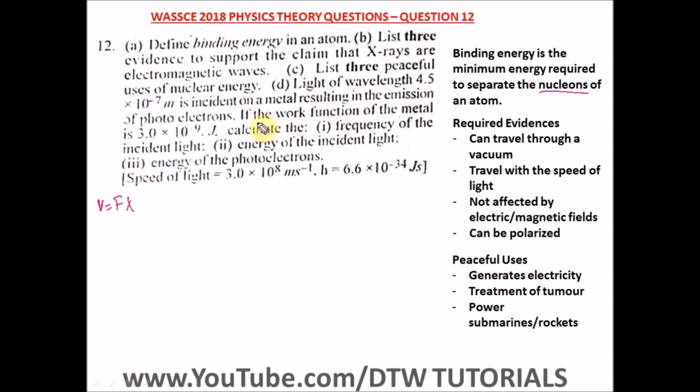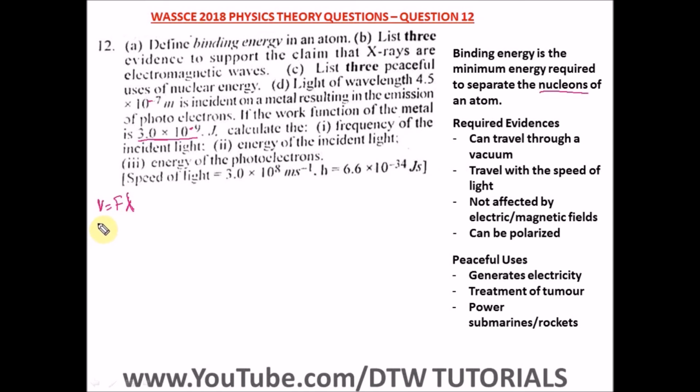Okay, alright. If the work function of the metal is 3.0 times 10 raised to the power minus 9 joules, calculate I, the frequency of the incident light, II, energy of the incident light, III, energy of the photoelectrons. Okay, so let's start with I. It says the frequency of the incident light. So from here we have v is equal to f lambda. So we have to look for the frequency of the incident light.